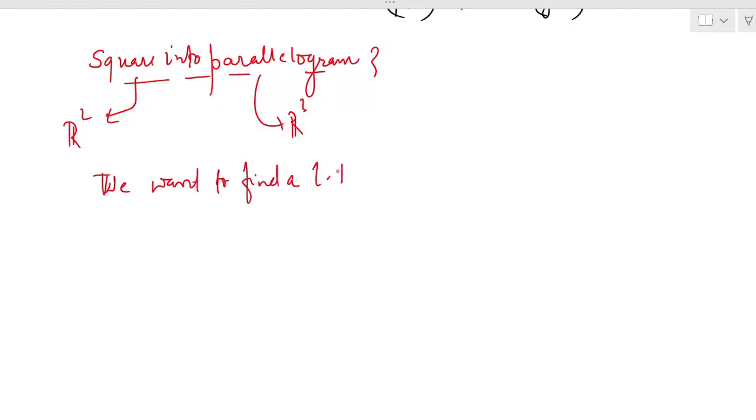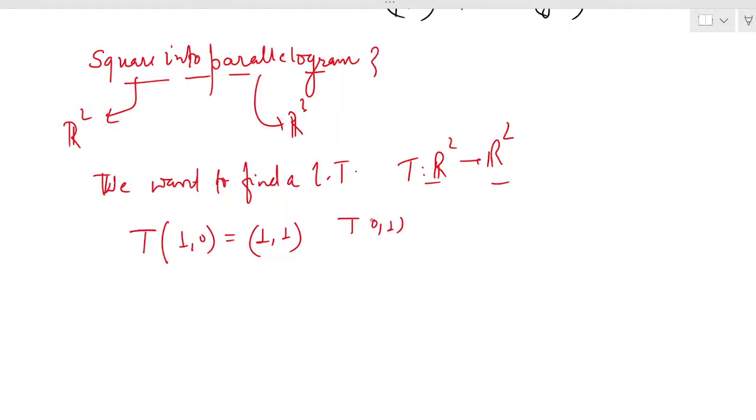We want to find a linear transformation which maps from R square to R square, a square to a parallelogram. Let's say I give you some hint, otherwise it will not be an easy thing for you. Let's say T(1,0) gets mapped to (1,1), and T(0,1) gets mapped to, let's say, (-1,2). I'm talking of a square here.